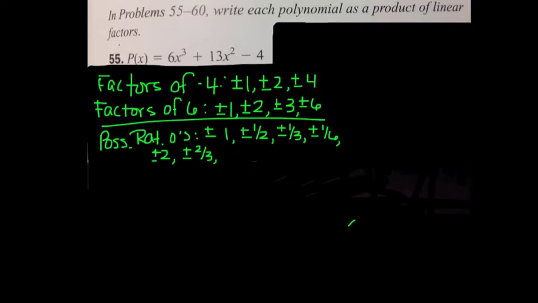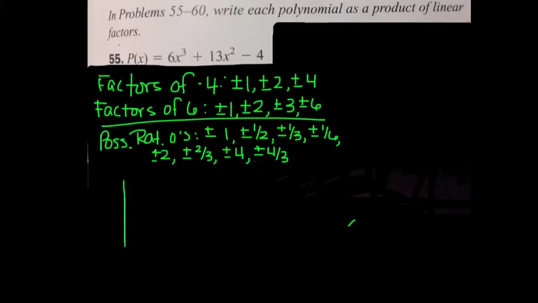Moving on to the 4, I'll do 4 over 1, so that's plus or minus 4. Plus or minus 4 over 2 simplifies to be 2, which I already have. So I'll take plus or minus 4/3. And then plus or minus 4 over 6 would simplify to be 2/3, which I already have. So this is my complete list of possible rational zeros.